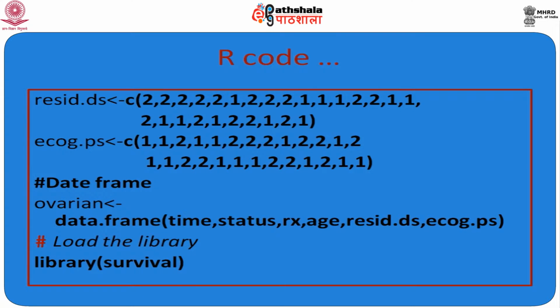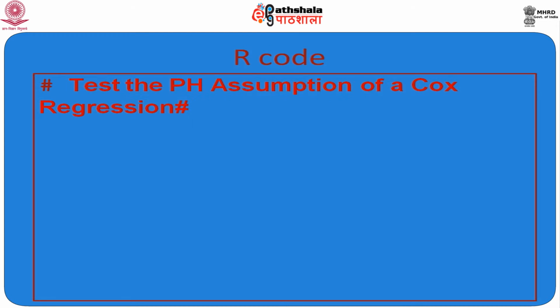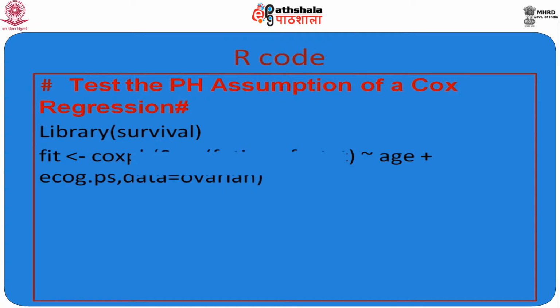Now we are going to load the library. Library survival will be called. Now we will go to the next slide. That is our learning objective: test the PH assumptions of a Cox proportional regression, that is, whether proportional hazard is followed or not.